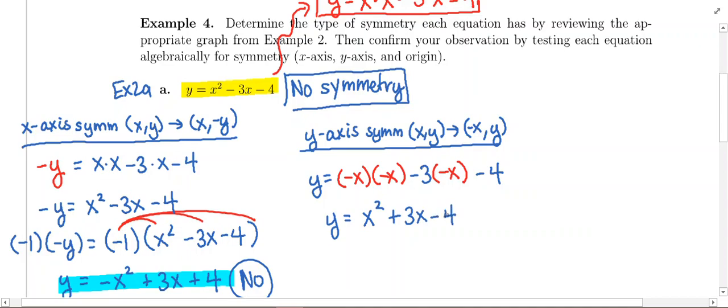Now we've got y equals something. We need to compare it to the original equation. So we can compare this green guy to the yellow guy. Both have x squared, but they differ because the yellow has negative 3x and the green has positive 3x. So you did not get the original equation back. That indicates the graph of this equation does not have y-axis symmetry.